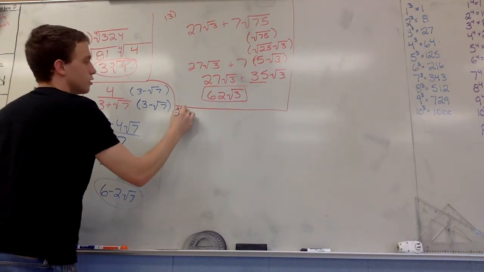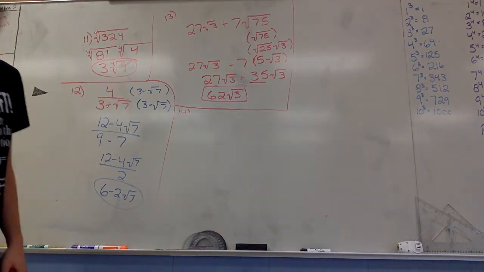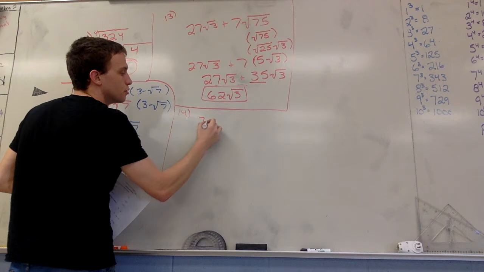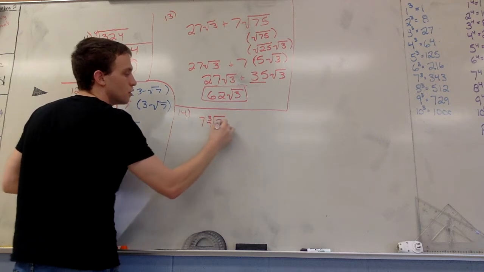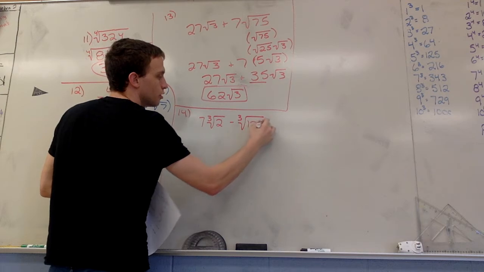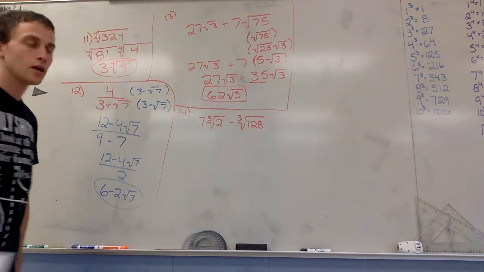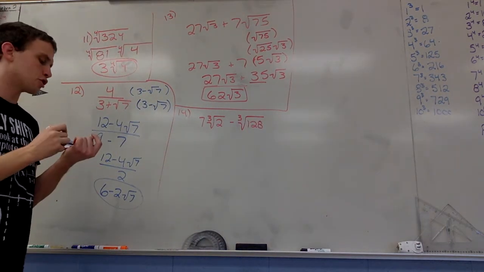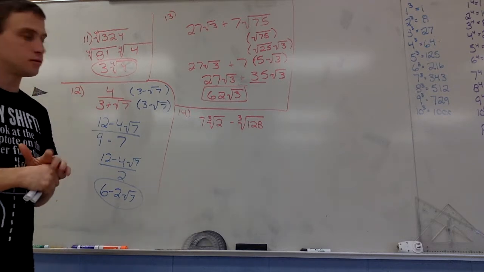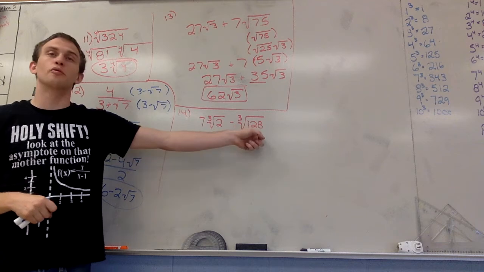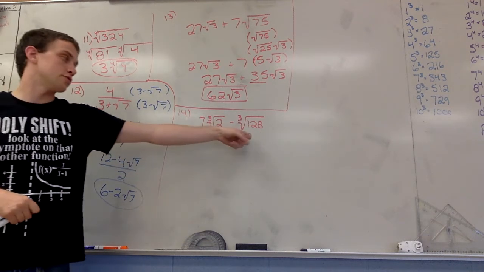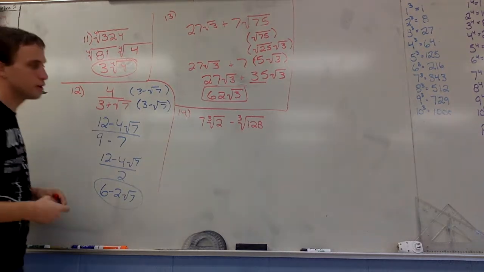Now number 14, last one on this front side. We have 7 cube roots of 2 minus cube root of 128. Can I subtract these right now? No, why not? They're not the same. I have cube root of 2 and cube root of 128. Can I break down the first one? Can I break down the second one? Yes, I can. Thank you.